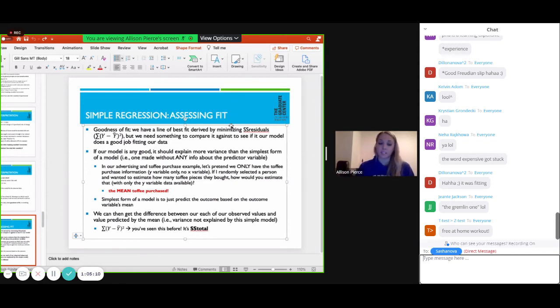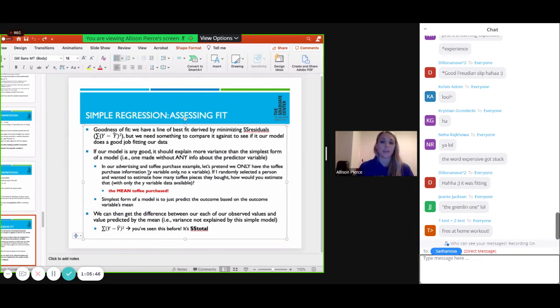So the baseline prediction, if we did not have X and you had to guess how many toffee purchases or cookie or whatever we're saying here, someone was going to buy, and you had no X information. So you didn't have any information about how many ads they watched. You only had how many toffees they bought. And I would say I was going to randomly pull someone out, and you had to guess about what that number would be. What number would you guess? All you have is the Y data set.